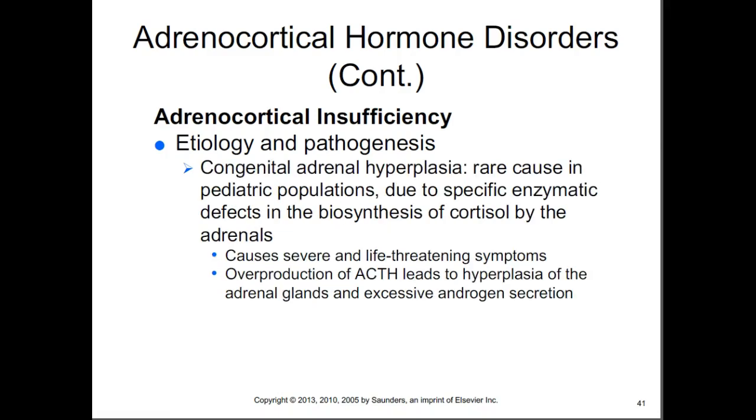You also may see congenital adrenal hyperplasia. It is rare, but it is due to a specific enzymatic defect in the biosynthesis of cortisol by the adrenals. It could cause severe and life-threatening symptoms. Overproduction of ACTH leads to hyperplasia of the adrenal glands and excessive androgen secretion.